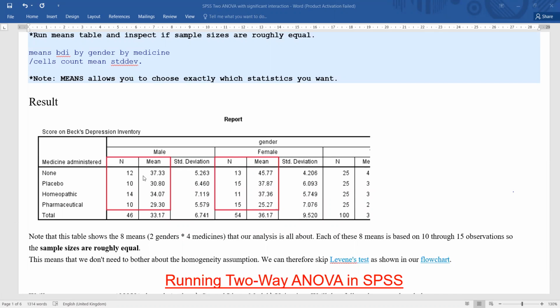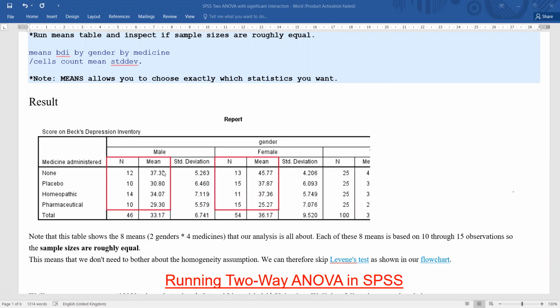The results are the means for the different types of medicines administered. None means no medicine was given to the participants. Placebo means some neutral tablets were given to them. Homeopathic medicines were given to them. Pharmaceutical means some allopathic medicines were given to the participants. These are the different sample sizes. In total we have 46 in the sample.